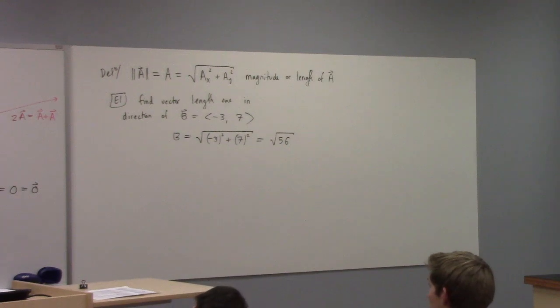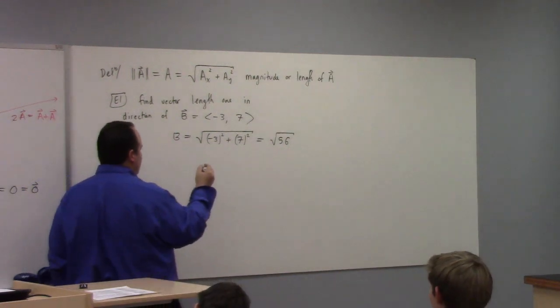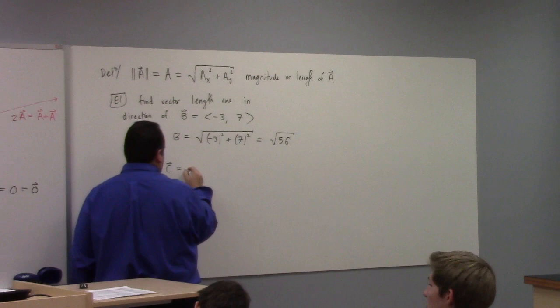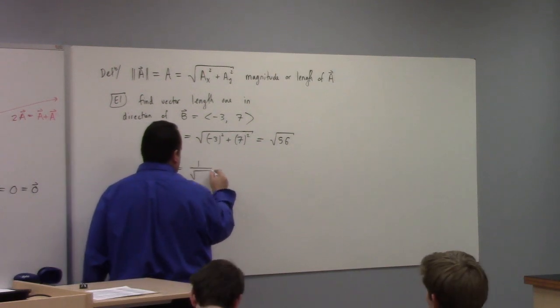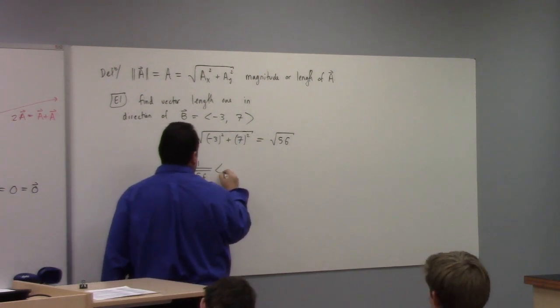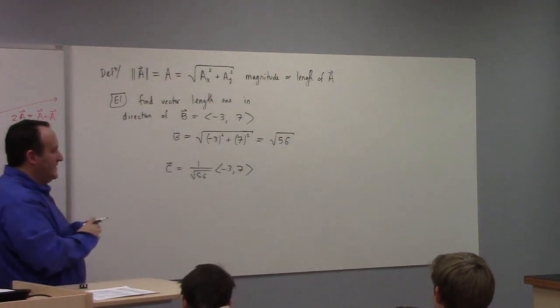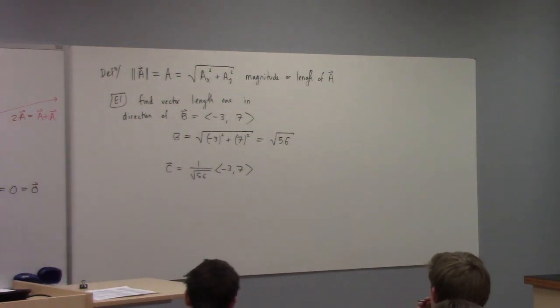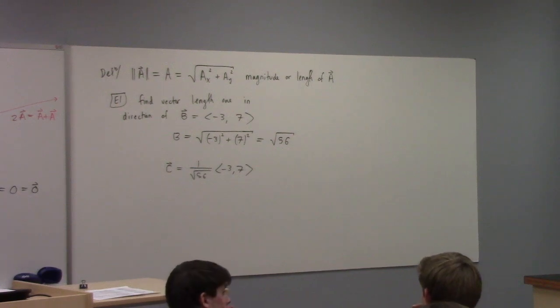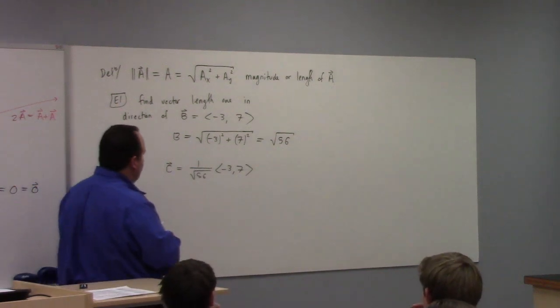So, all right. Here's the thing: if you let c equal 1 over the square root of 56 times the vector -3, 7, calculate the length of this vector. What do you get? It's the square root of 58. 58? I can't do math.